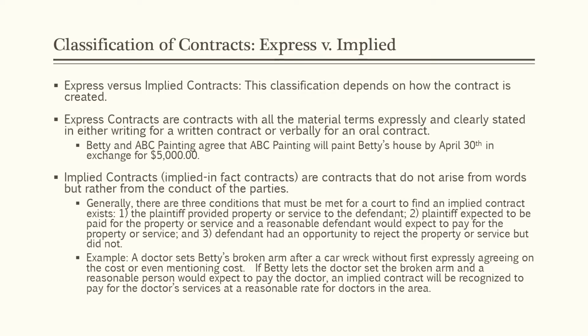The example here is a classic one. A doctor sets Betty's broken arm after a car wreck. They don't expressly agree about the cost or even discuss the cost of the doctor setting Betty's arm because it's an emergency. If Betty lets the doctor set the broken arm, and a reasonable person would expect to pay the doctor, an implied contract will be recognized to pay for the doctor's services, but at a reasonable rate for doctors in the area. The doctor can't say, well, my fee's $5,000, if a reasonable fee in the area would be $500.